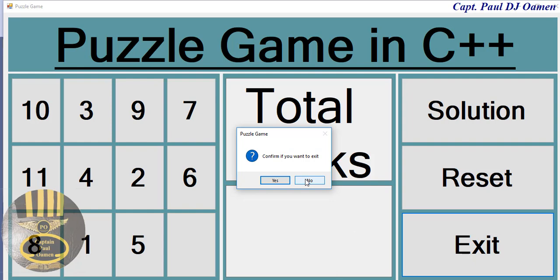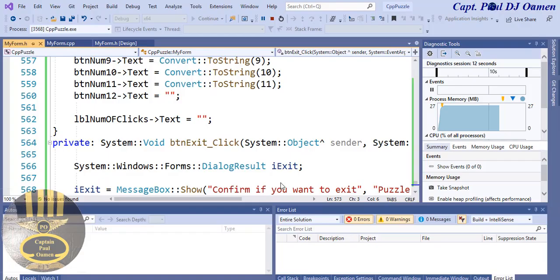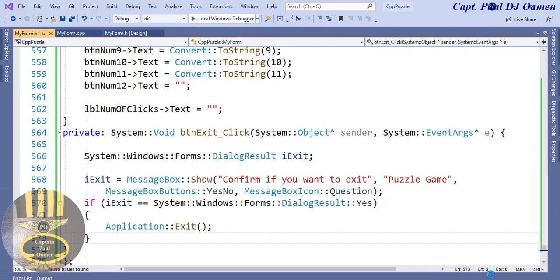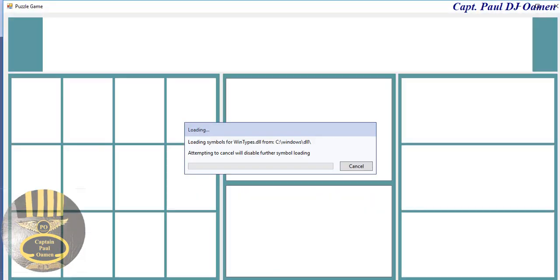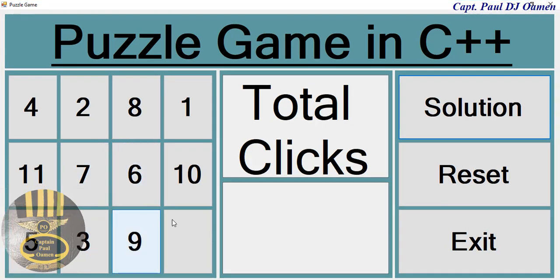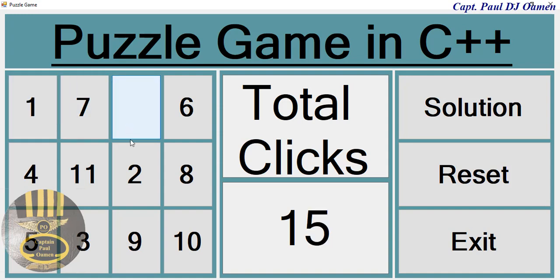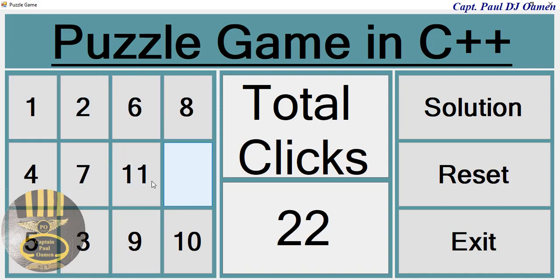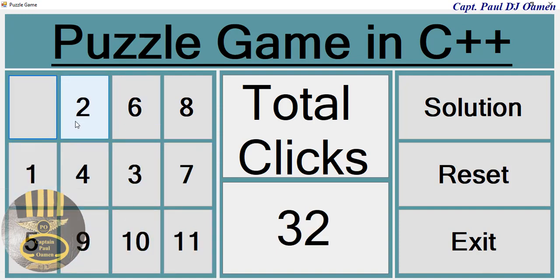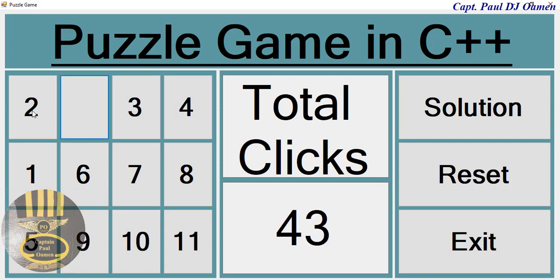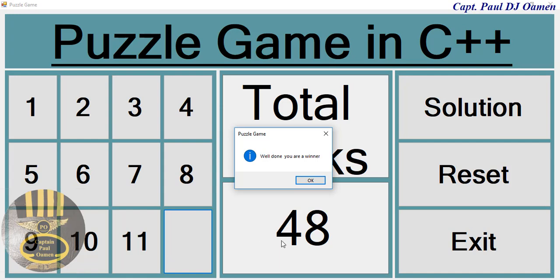Okay, let's try our exit. Yes, the exit works. No, there we go. The exit is working fine. So let's run it again and play the game. There we go. Okay, that's looking good. It's looking good, man. I like that. Yeah, that is it, guys. And that's how you develop your own puzzle game in Visual C++. That is brilliant. Yeah, that's good. 48 clicks.